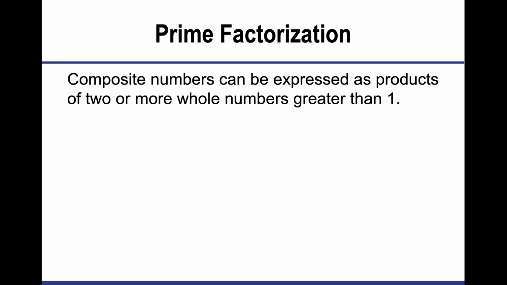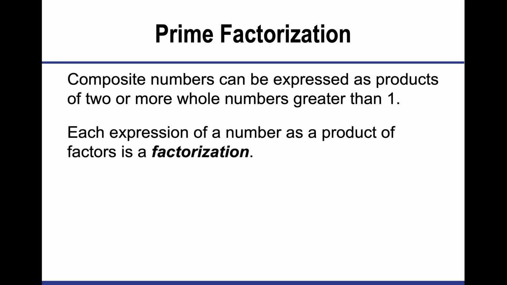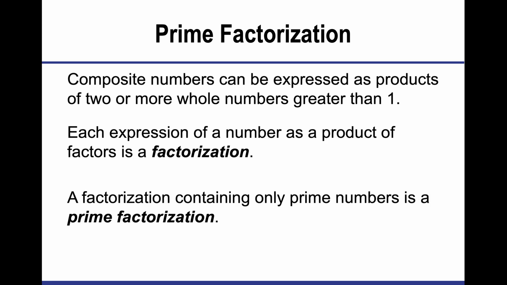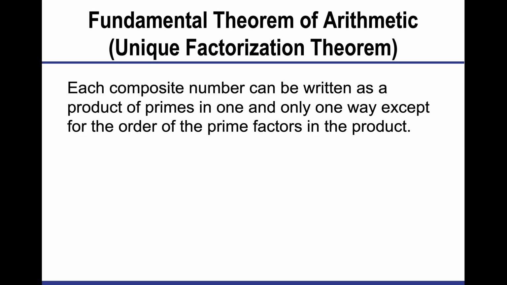So composite numbers can be expressed as a product of 2 or more whole numbers greater than 1. And when we do that, we call that factorization. And if the factorization only has prime values, that's called a prime factorization. So each composite number can be written as the product of prime numbers, except the order of the prime factors may differ.